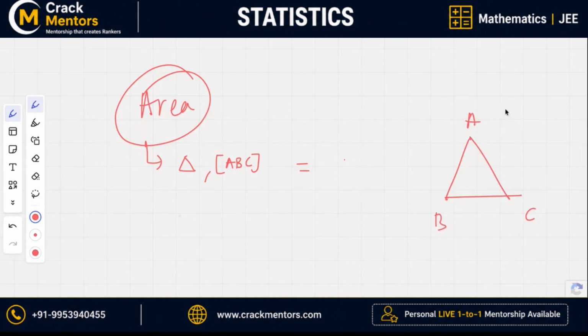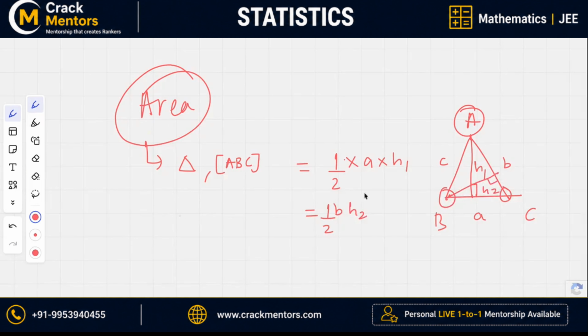Whatever the side length opposite to this vertex, let that be small a. Opposite to this, small b. Opposite to this, small c. Let this be one of the altitudes, so 90 degrees, h1. One of the ways to write the area is half into base into height. Another is half b h2. H2 would be what? Can you tell me? It would be this altitude. So similarly, it would be half c h3.